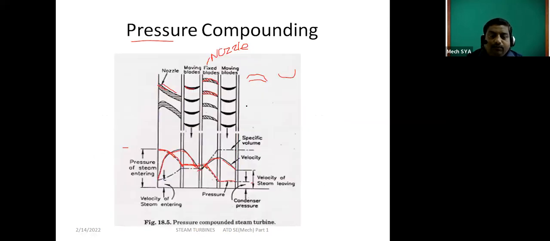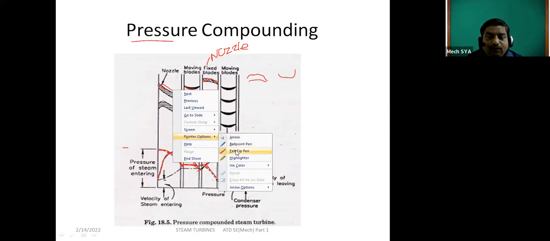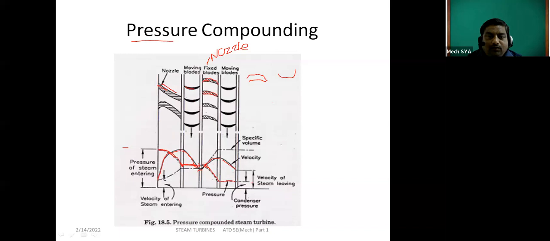Now, pressure compounding. What will be pressure compounding? What are we absorbing in pressure compounding? Anybody? As the name itself says, it is pressure compounding. What do we have to absorb? We are not interested in absorbing velocity. Continuously, we have to absorb the pressure. Okay, very good. The pressure is being absorbed, and for that we have to use more than one set of nozzles. So the nozzles are going to be here.